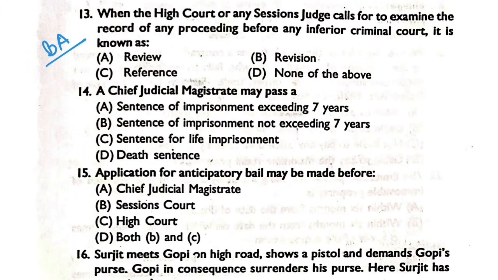Question 13 says, when the High Court or session is called to examine the record of any proceedings before an inferior criminal court, it is known as revision. Now this is given in section 397. So if you've done the bare act, you would know it.